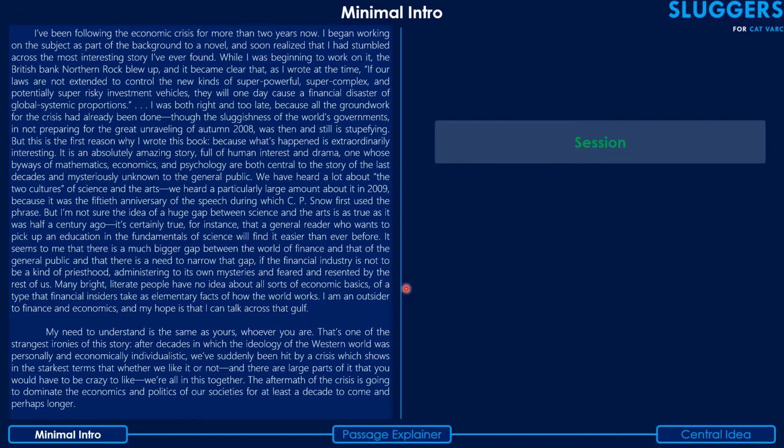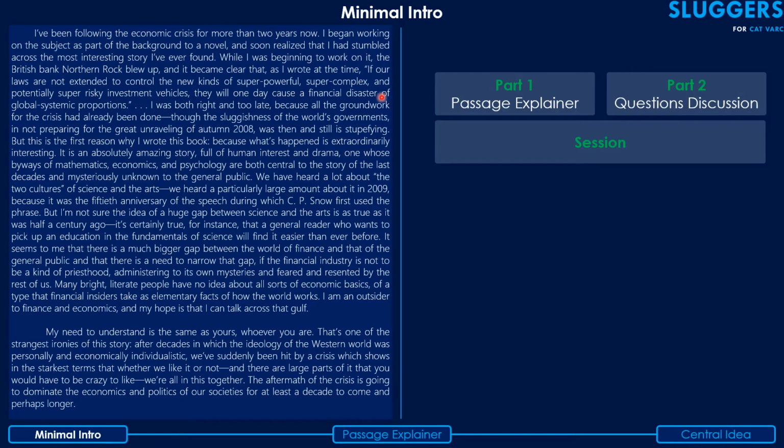Now, for those of you who might be watching this session for the first time, know that the session is split into two parts. Part one is the passage explainer, where I take you through each and every paragraph of the passage and explain it in detail by the use of a schematic diagram. And part two is where I take you through the questions. The current video is part one. Every session has two videos.